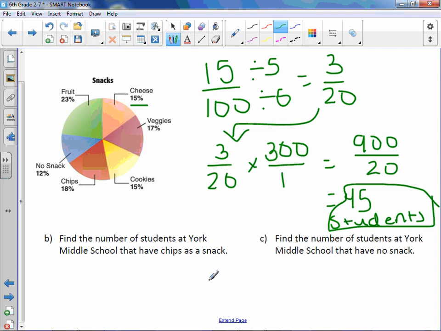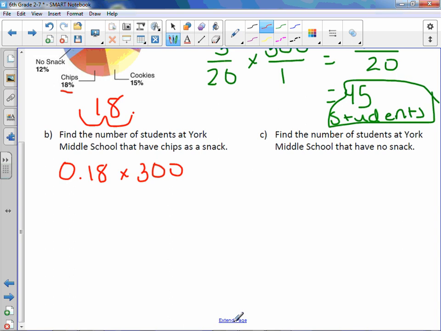Find the number of students at York Middle School that have chips as a snack. So chips are 18%. So what you can do, instead of changing 18% to a fraction, change it to a decimal. Remember, we take the decimal point at 18, which is at the end, and move it 2 to the left to get our decimal. So all we have to do is take 0.18 and multiply it by our total of 300. So what this does is it eliminates that reducing step. And then we just multiply. You will have to, of course, then actually multiply.